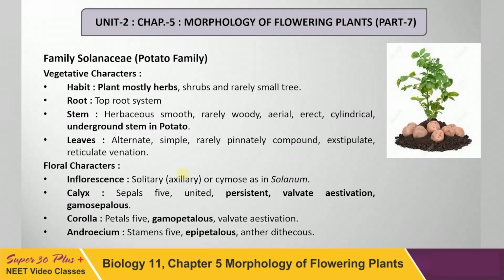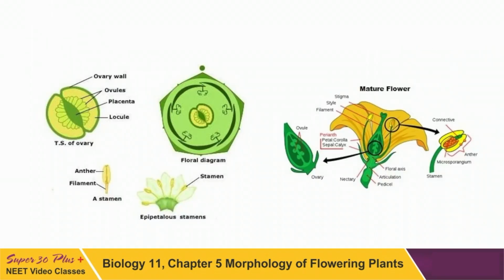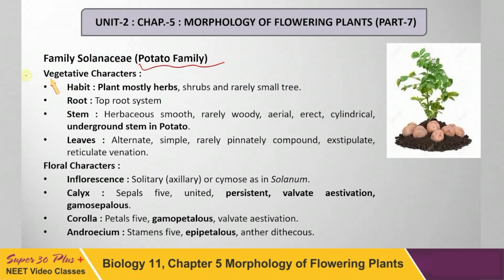In this, first we will discuss family Solanaceae. Solanaceae family is also known as the potato family because potato is an important plant. For this family, first we have to see vegetative characters. In this family most of the plants are small sized, that is herbs, there are shrubs, and rarely trees are there. Important point this is.